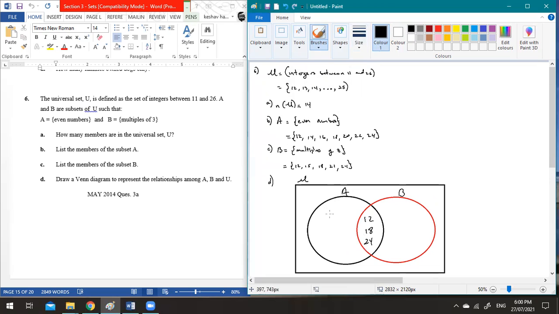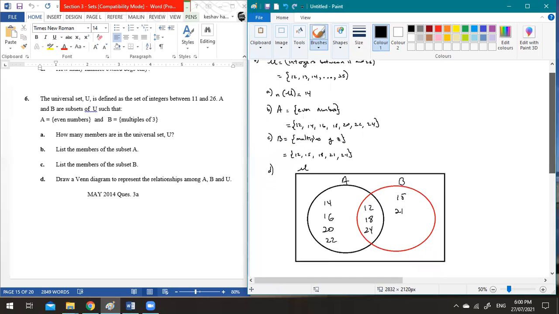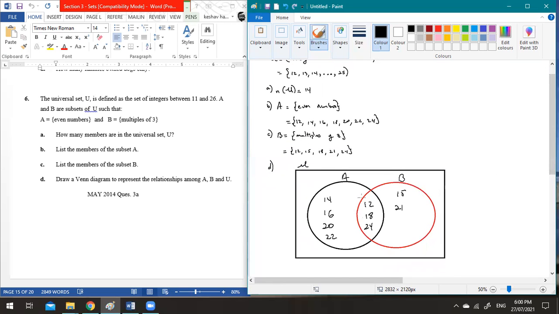The remainder of the set A will be 14, 16, and 20, 22. The remainder of the set B will have 15 and 21. But that's not all the numbers we have. So we have to write some values on the outside. So what values are missing on the outside?